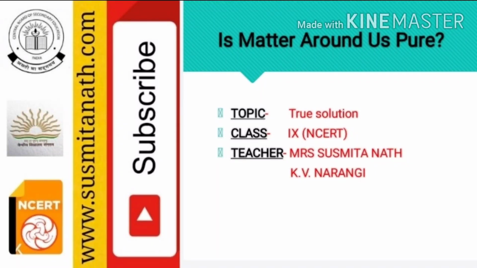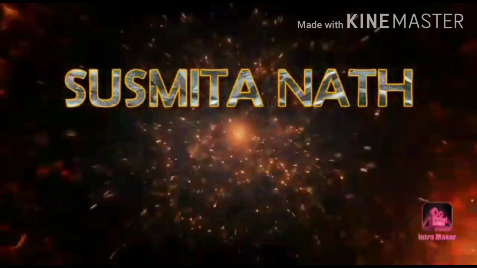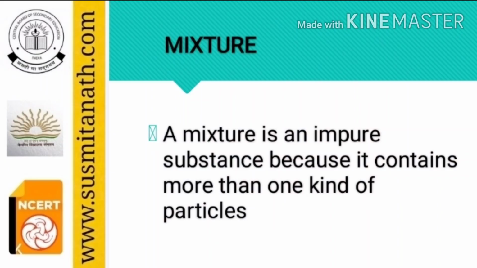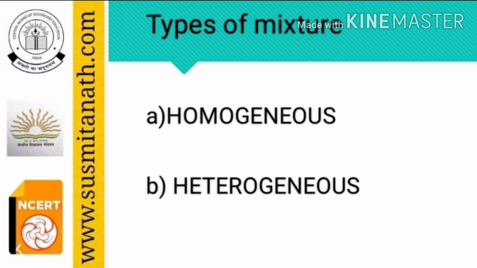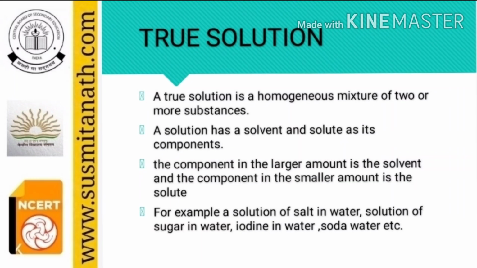We are doing the chapter Is Matter Around Us Pure? And today we will discuss what is a homogeneous mixture and what we mean by a true solution. We have already discussed what a mixture is and what the different types of mixture are. Today we shall discuss in detail what a homogeneous mixture is. A homogeneous mixture is also called a true solution or simply a solution.